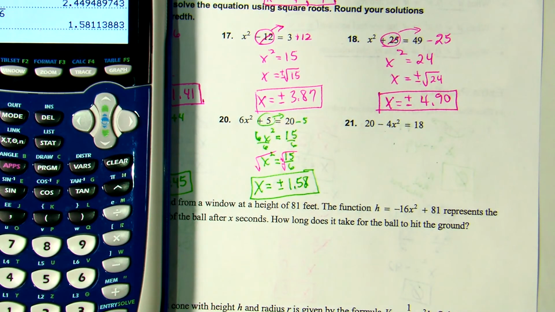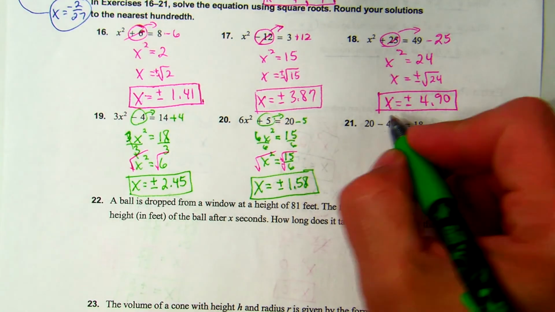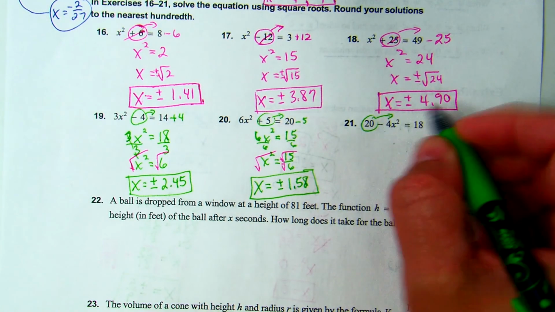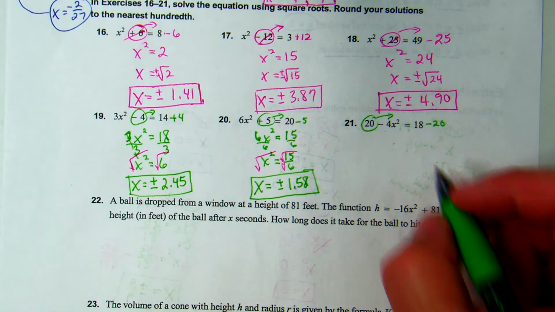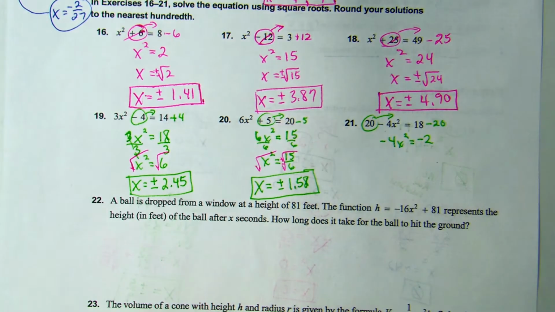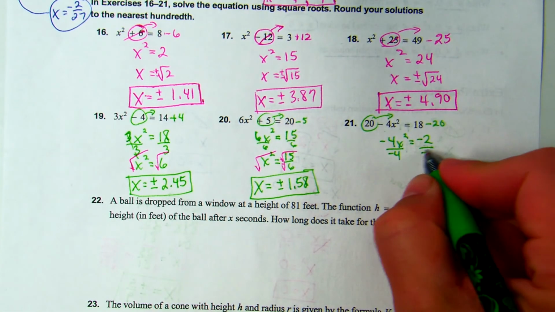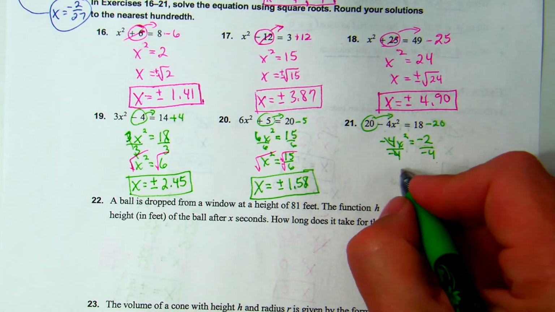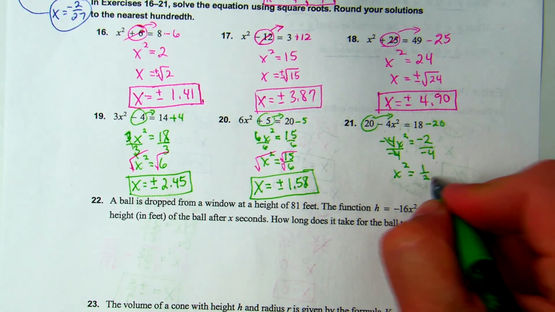Okay, and then on number 21, we're going to take this 20 across, which means we minus 20 from both sides. All right, we're going to have negative 4x squared equals a negative 2. We'll divide by the negative 4. The 4's will go away. X squared is going to equal a positive 1/2.